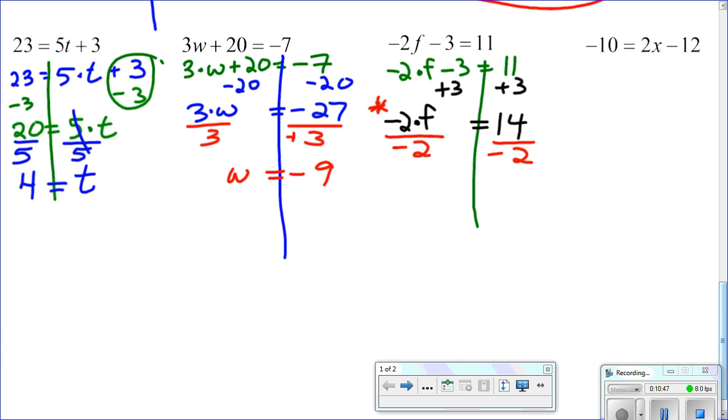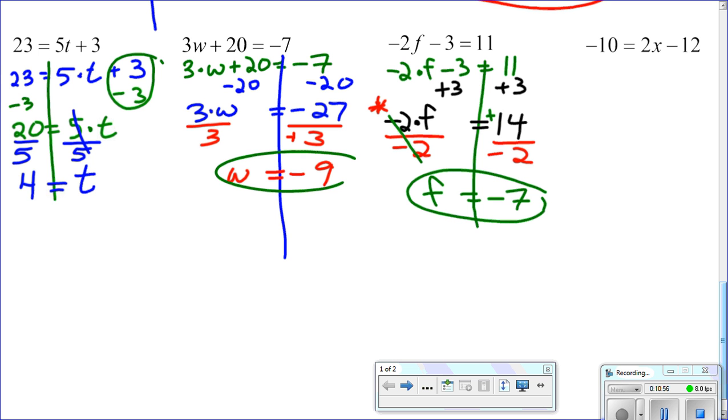Negative 2 divided by negative 2 leaves us with 1f. Positive 14 divided by negative 2 gives us a negative 7. Okay, so I'm going to get you to solve this one by yourself, and I'm going to check it with you in class tomorrow.